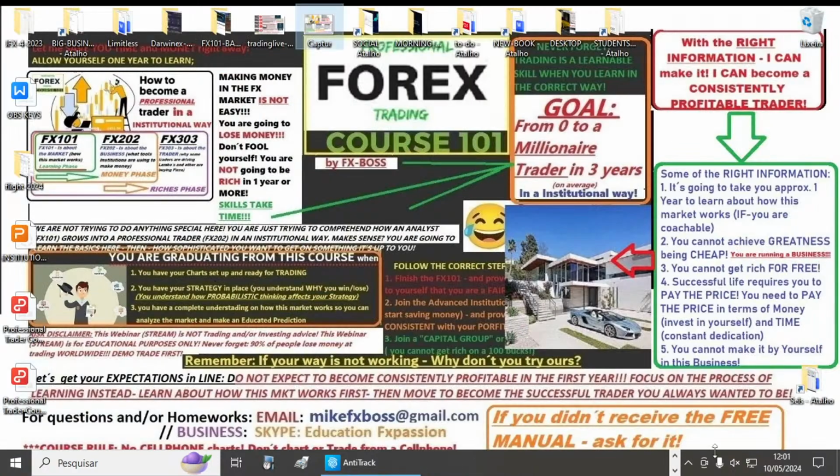Number one, you have your chart set up and ready for trading. Number two, you have a strategy in place, more or less, it doesn't need to be anything special. Of course, you are not going to be consistently profitable yet. Pat yourself on the back, it's all good, it's all normal. And number three might be the most important, because it says you have a complete understanding of how this market works, so you can analyze the market and make an educated prediction. Today we are going to work on number three, the crown pattern.